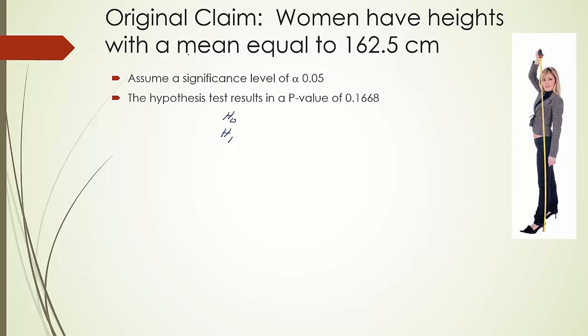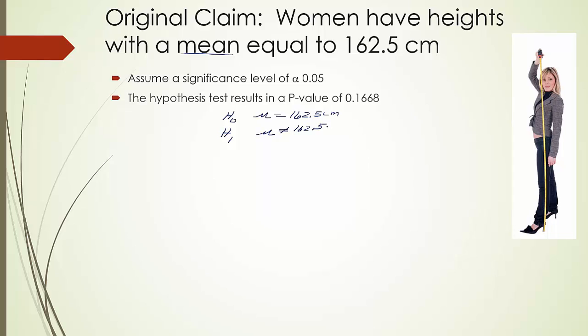In this, we have a mean, so we're going to use mu instead of p like we did in the last one. Our null hypothesis is the equal to statement, so mu equal to 162.5 centimeters. And our alternative, mu, well, we don't know. Is it going to be less than? Is it going to be greater than? So we're just going to put not equal to 162.5.